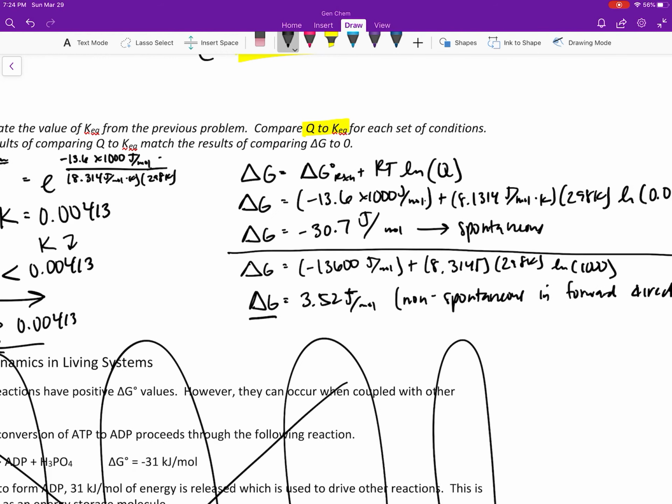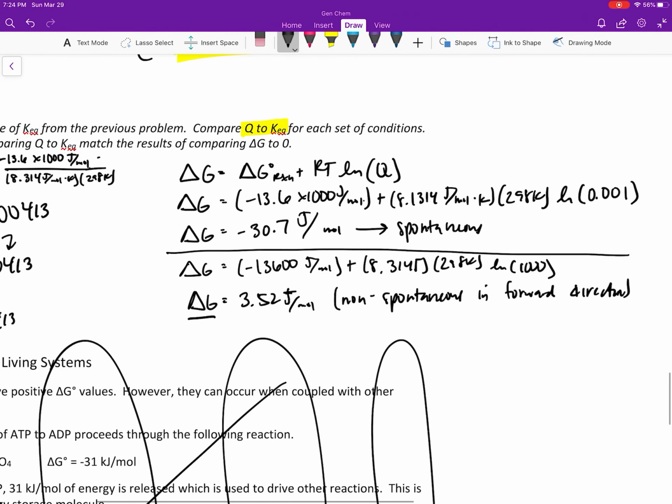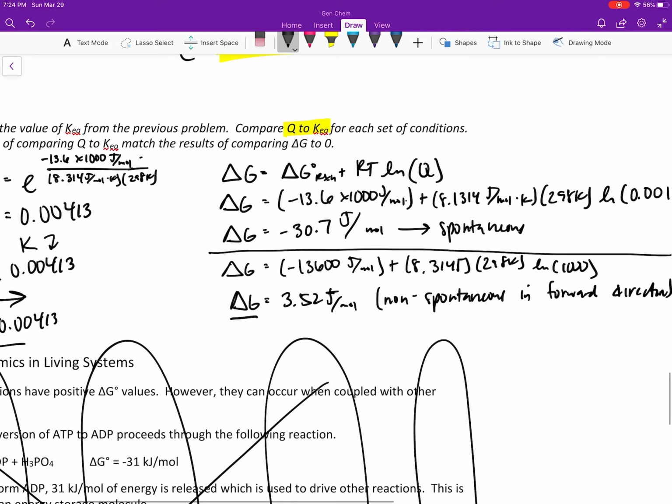We calculated the delta G values to see, does it agree with spontaneous in the forward or reverse? And we see that for the first set of conditions, when the reaction is shifting to the right, that's in the spontaneous direction. And then when we have a Q value of 1,000, it's no longer spontaneous to proceed in the forward direction. It's now going to be spontaneous in the reverse direction. So the reaction is going to reverse itself, produce more reactants, which they all just agree with each other.